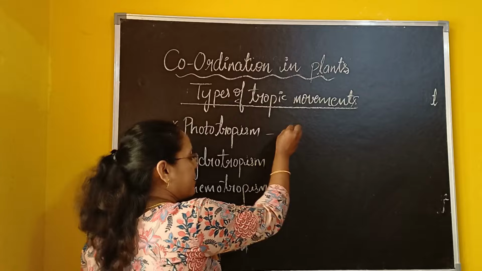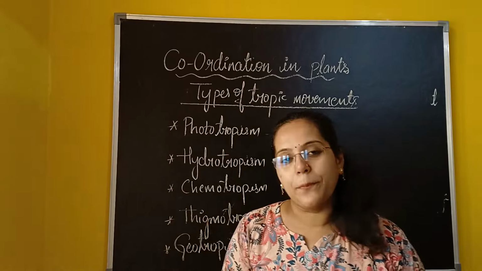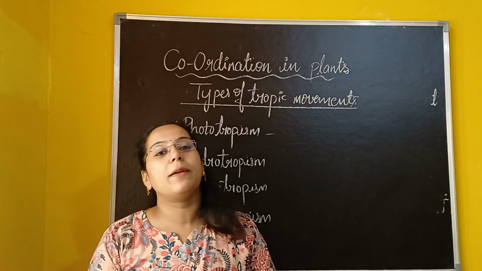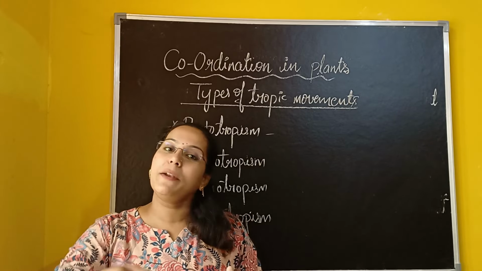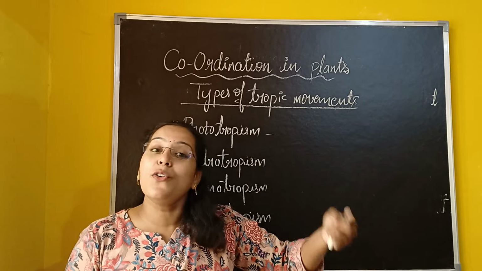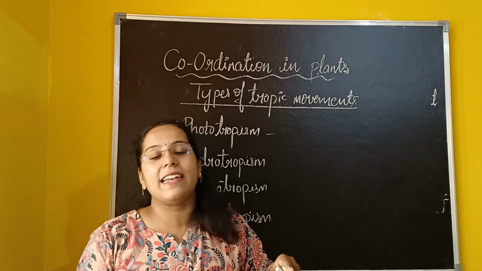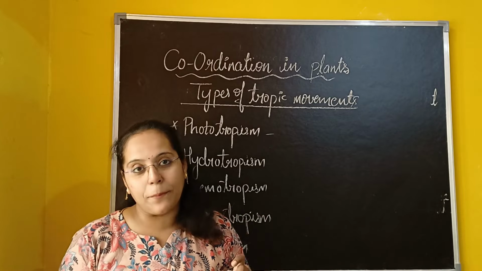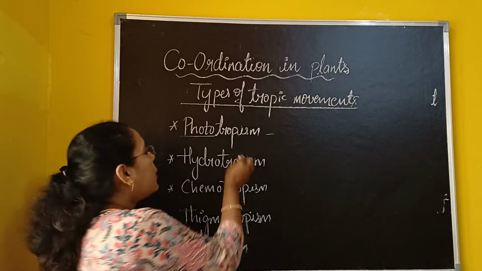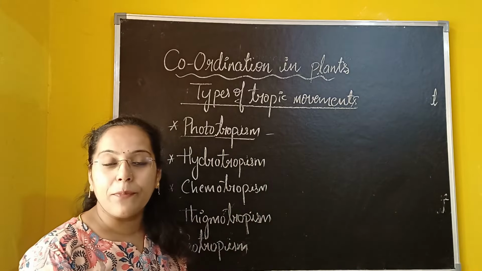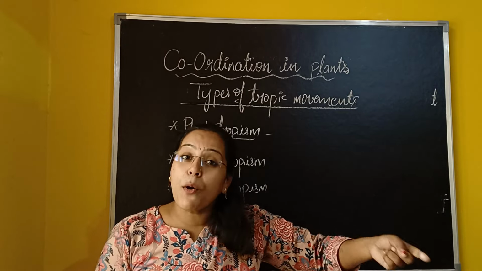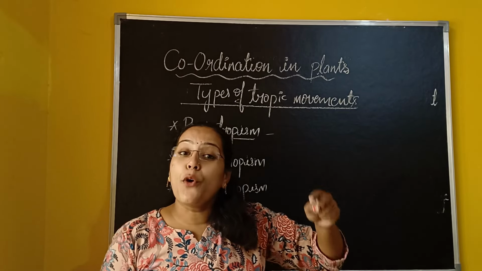Let me now take a chance to explain this. Phototropism. Photo is nothing but light. Tropism is nothing but movement. So, movement of plants in response to light is called phototropism. I repeat, what is the meaning of photo? Photo is nothing but light. Tropism is nothing but movement. So, plants are showing movement in response to light. This is called phototropism.